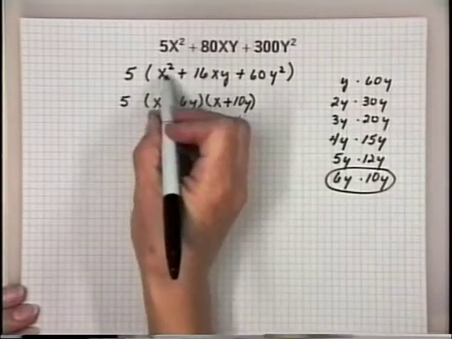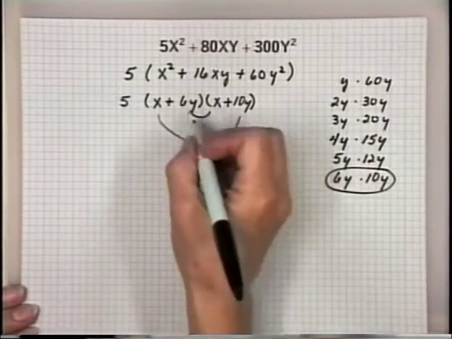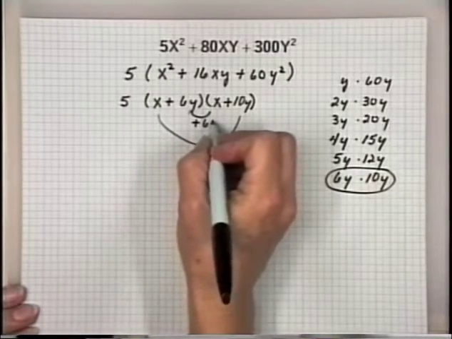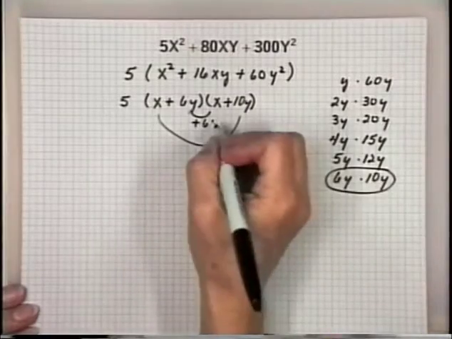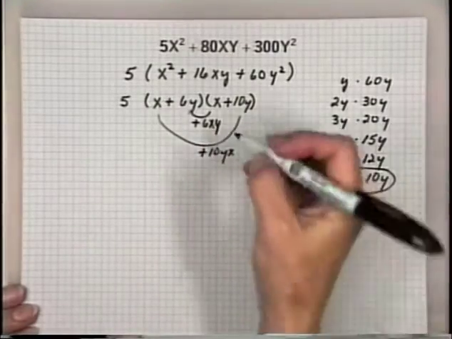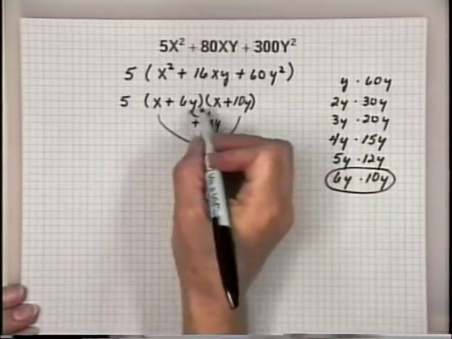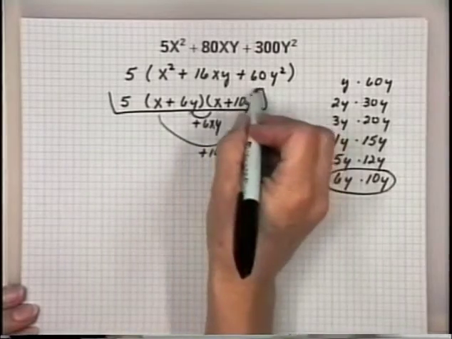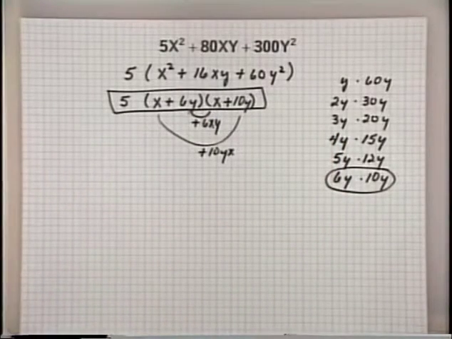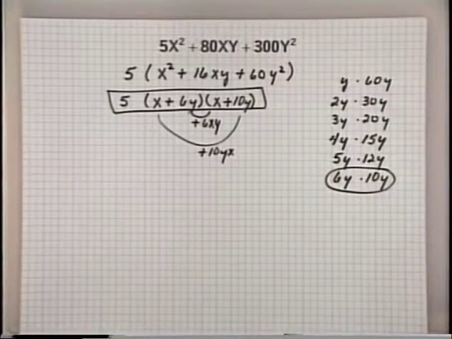Checking this, we have x squared. Our outside product is a plus 10y. Our inside product is a plus 6xy. Adding those, we get 16xy for the middle term, and then multiplying here, we have 60y squared. So our factors are 5 times x plus 6y times x plus 10y. You'll notice that none of these can be factored anymore.